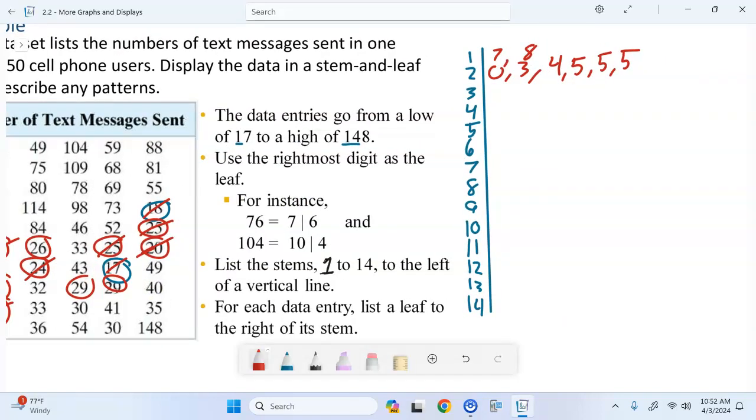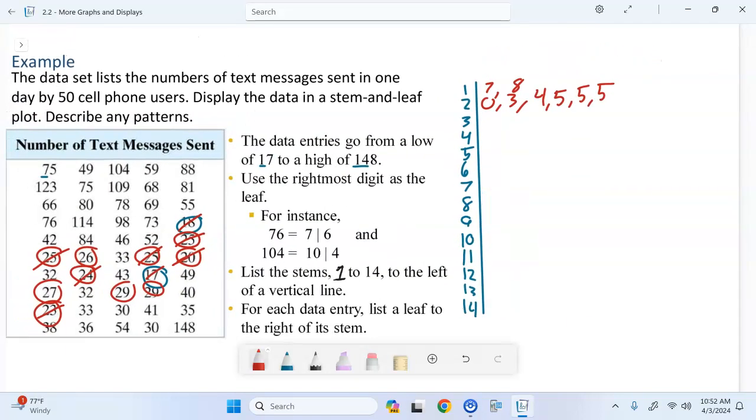After that, 6, and after that, 7, and after that, 9. The stem is not the ones place, the leaf is the ones. So the second row lists all the numbers in the 20s: 20, 23, 24, three 25s, 26, 27, and two 29s.